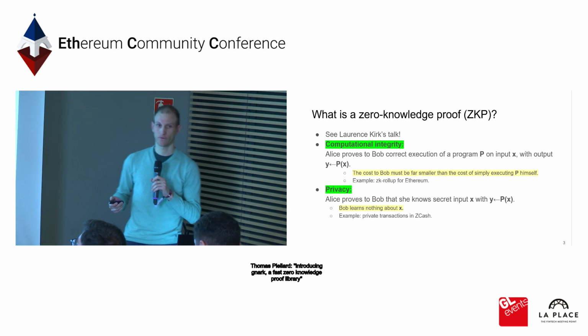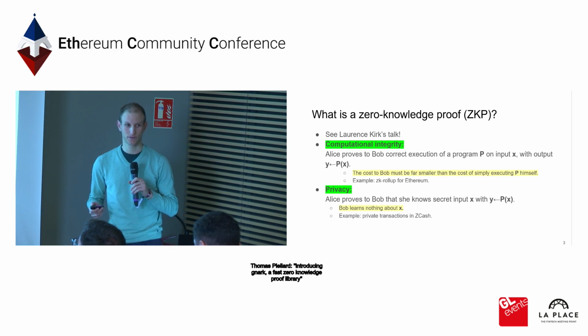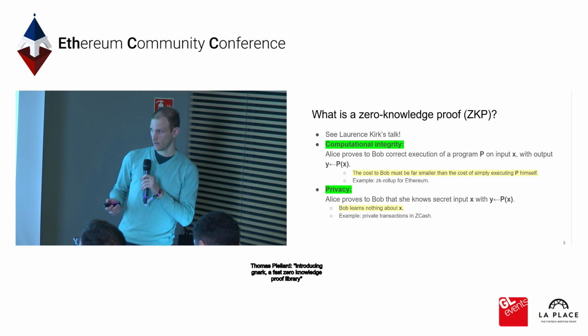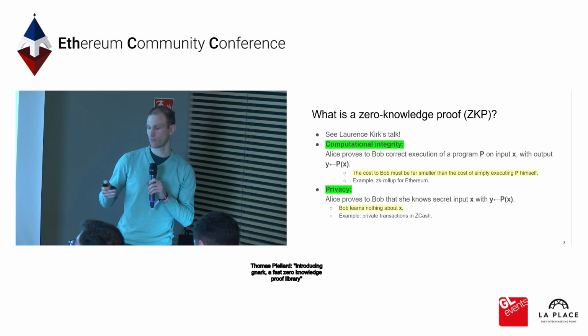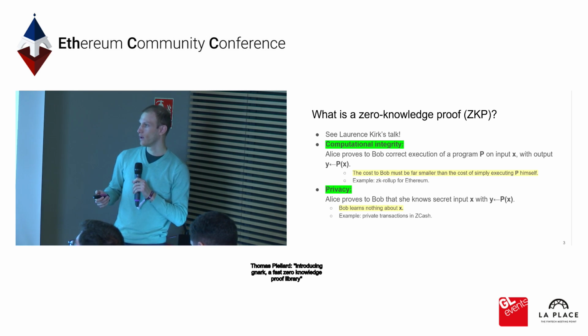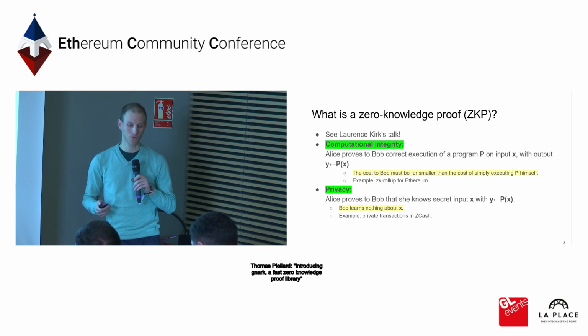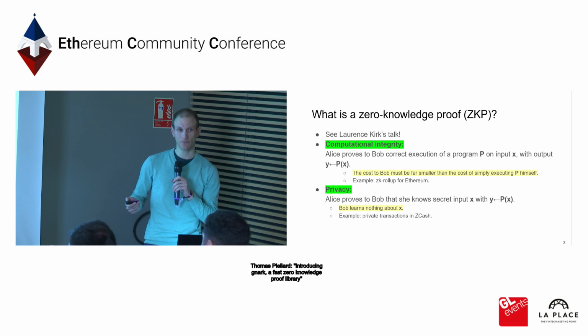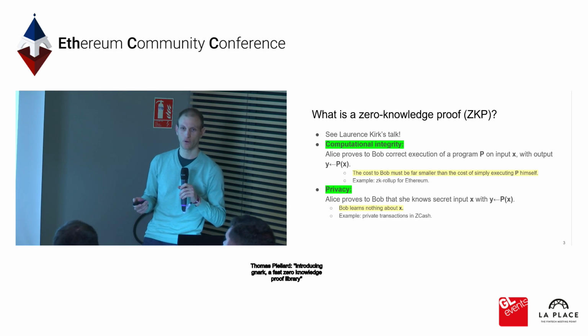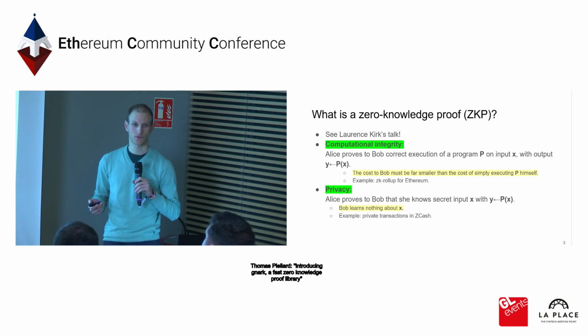Also, one of the very powerful properties is that the cost for Bob to verify the proof is in fact much, much smaller than actually executing the program P itself. It's a very important property for scaling solutions on Ethereum, and it is used for scaling solutions such as rollups, for instance.